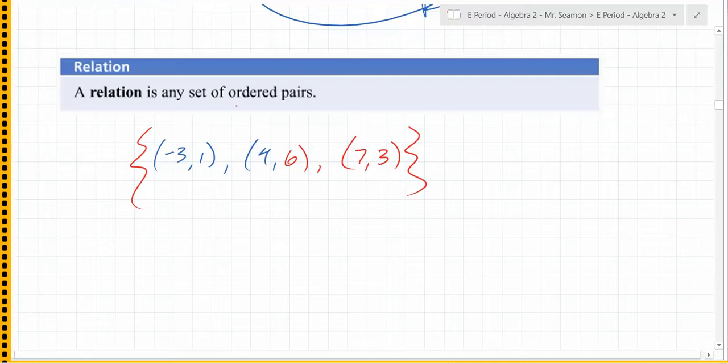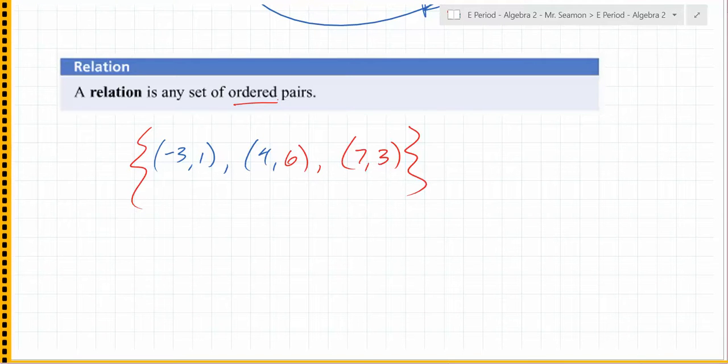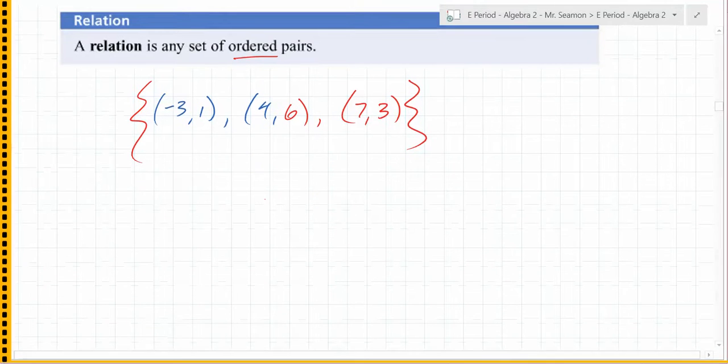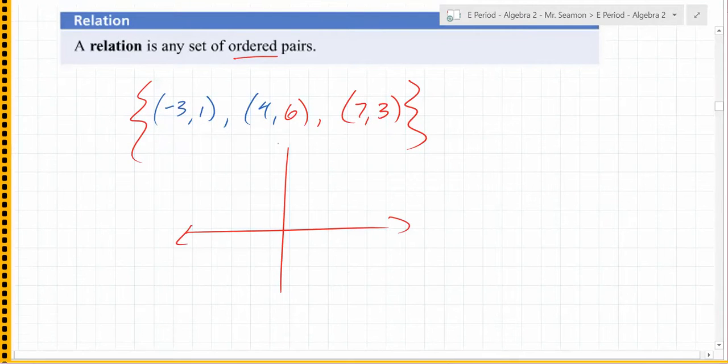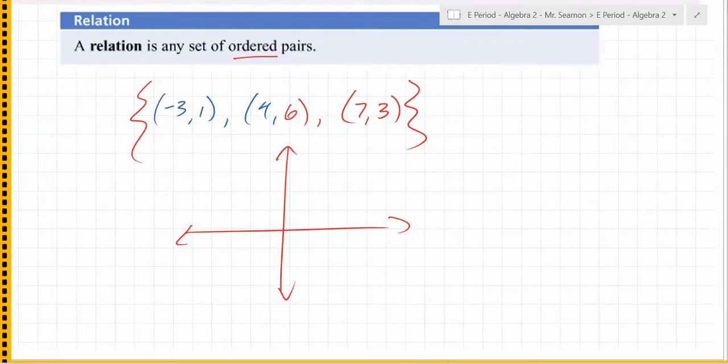Ordered. It's not any set of pairs, it's any set of ordered pairs, meaning the first coordinate is x and the second coordinate is y. There is an order. In our case, it's going to be x, then y. If we don't have ordered pairs, we don't have a relation. Here's a relation. I'm going to draw some axes, and then I'm going to take my marker here, if I can get at it.